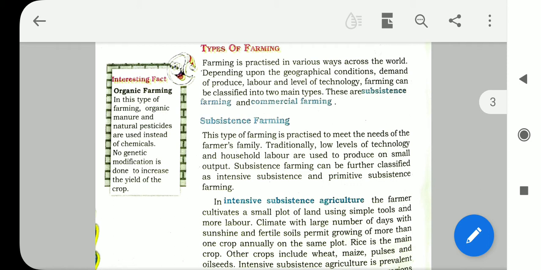Types of farming. In our last class, we discussed types of farming, and I want to repeat them again in short. Farming is practiced in various ways across the world, depending upon the geographical conditions, demand of produce, labor, and level of technology. Farming can be classified into two main types: one is subsistence farming, another is commercial farming.